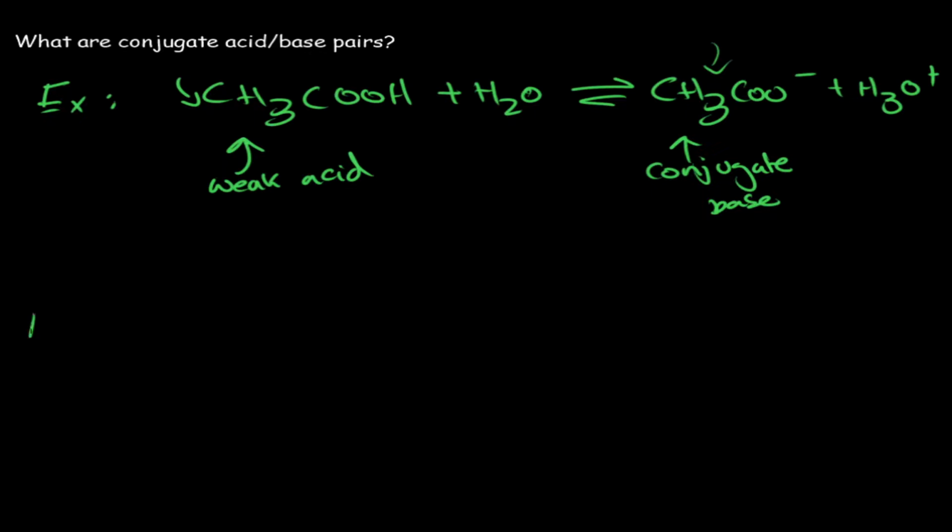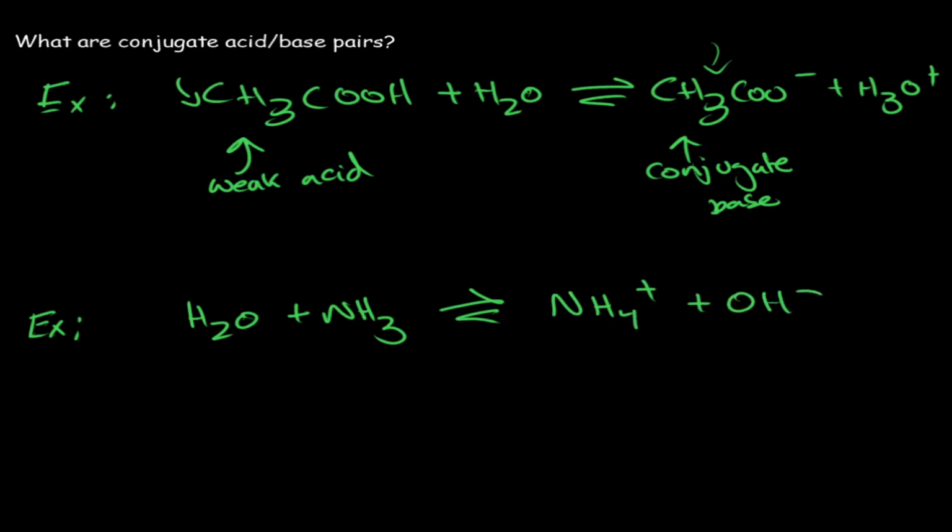Let's look at another conjugate acid-base pair. This time, we will have the equation H2O plus NH3 reacts to create NH4 plus and OH minus. So our weak base would be ammonia, and the conjugate acid would be the ammonium ion.